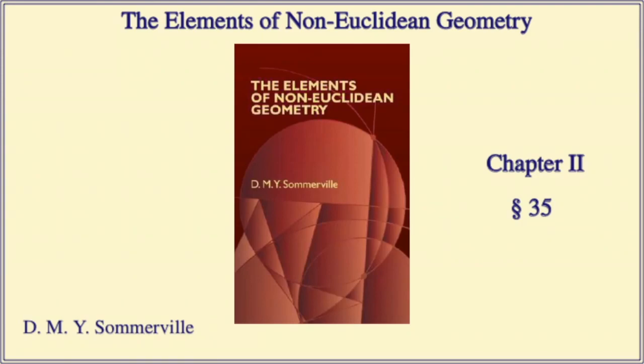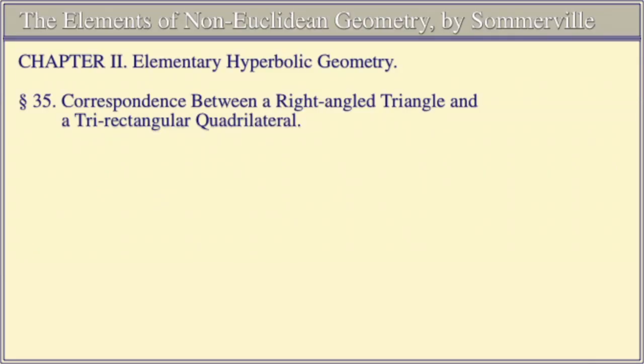The Elements of Non-Euclidean Geometry by D.M.Y. Sommerville. Chapter 2, Elementary Hyperbolic Geometry. Section 35, Correspondence between a right-angled triangle and a tri-rectangular quadrilateral.